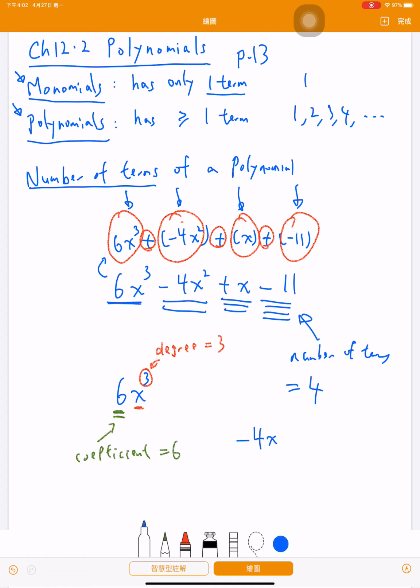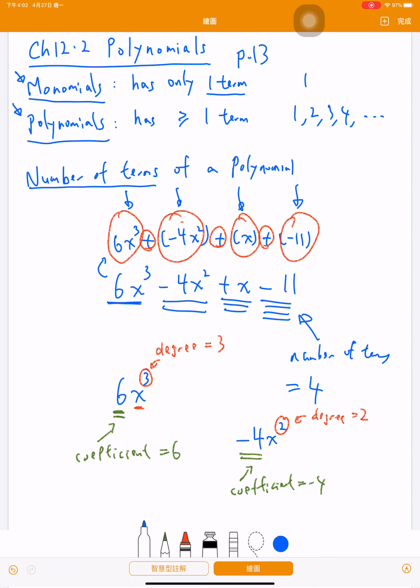For example, negative 4x squared, the second term. We know that the number beside the variable is the negative 4. Okay. Be careful with the negative signs. So this coefficient is negative 4. Then the degree is easy, right? It is just 2.